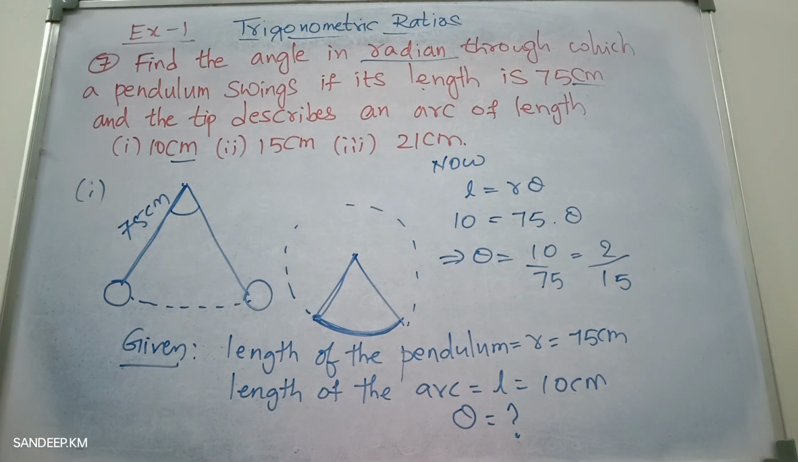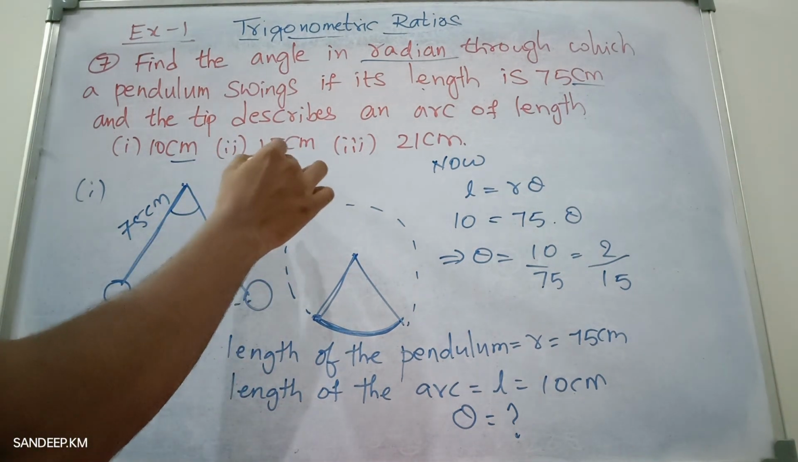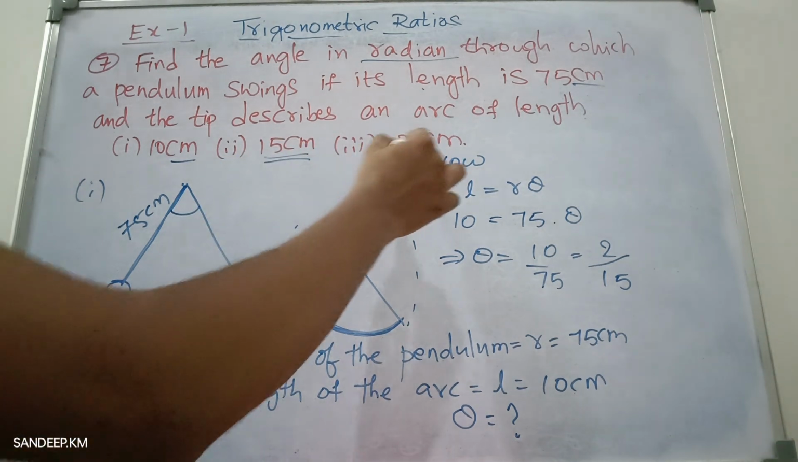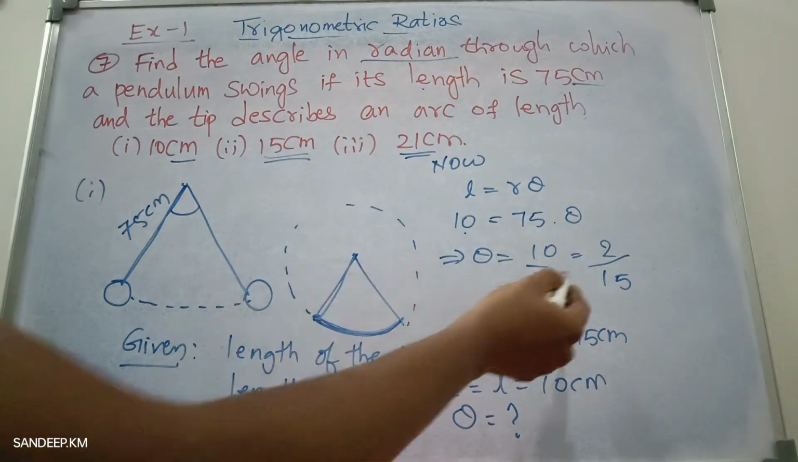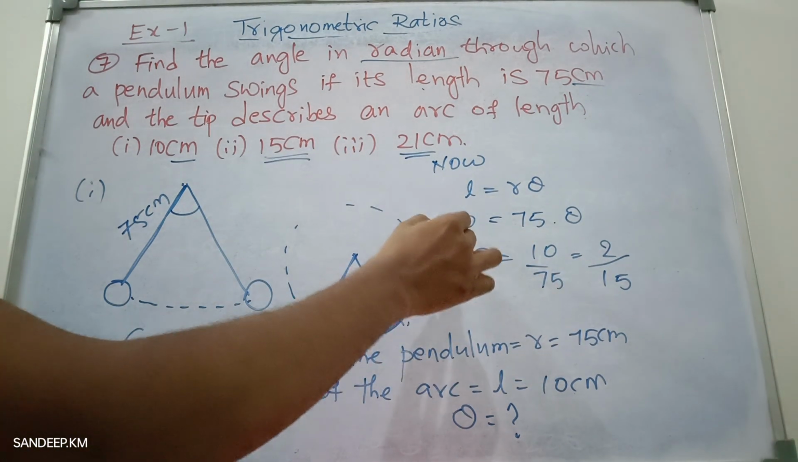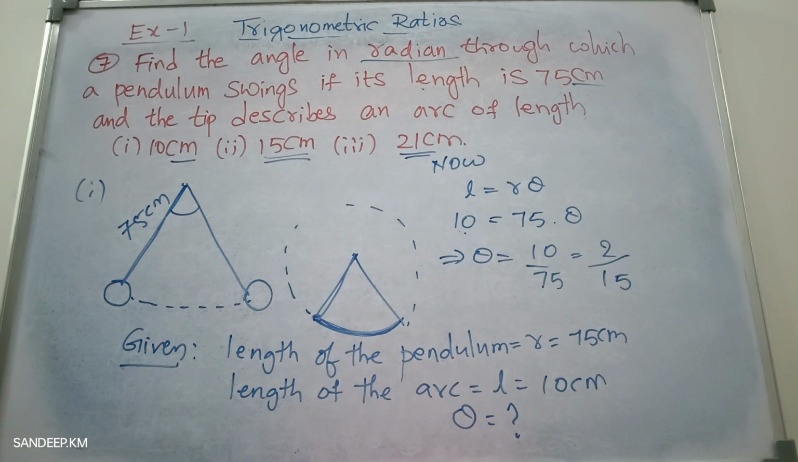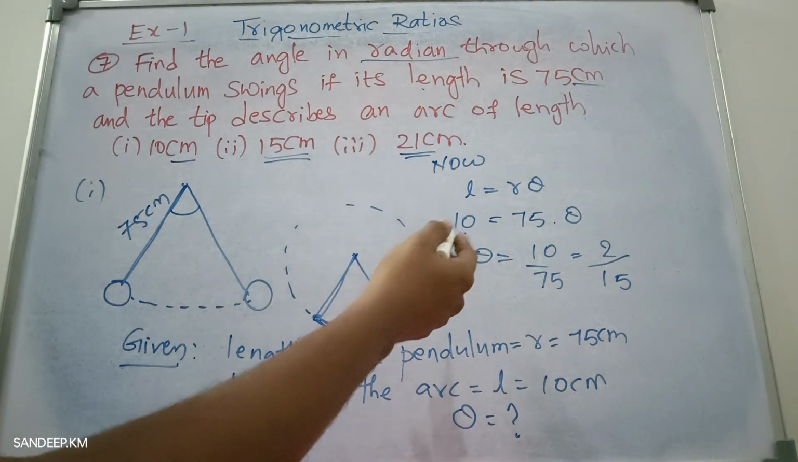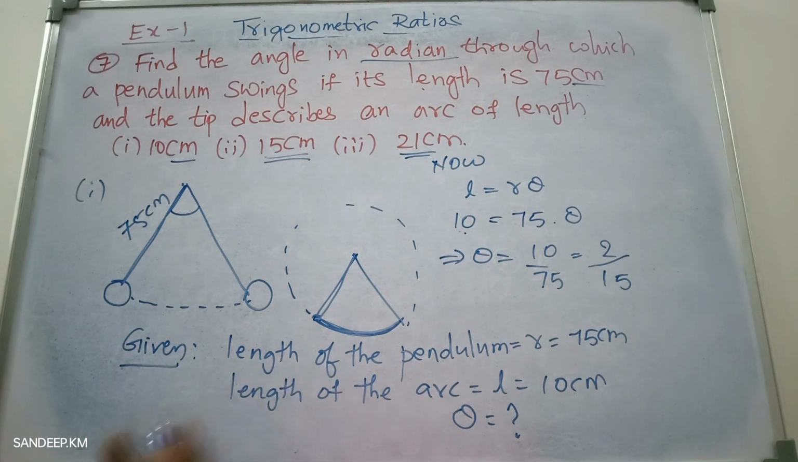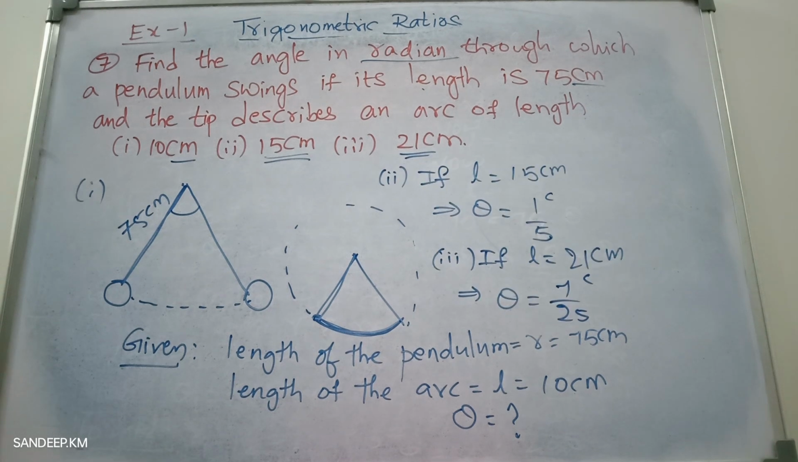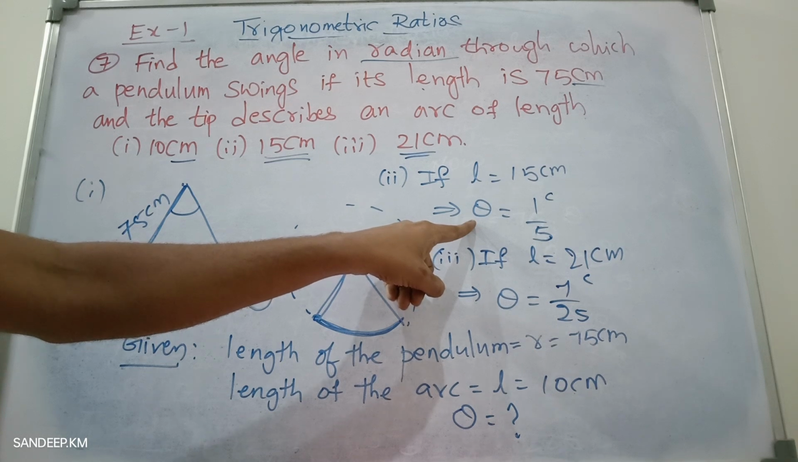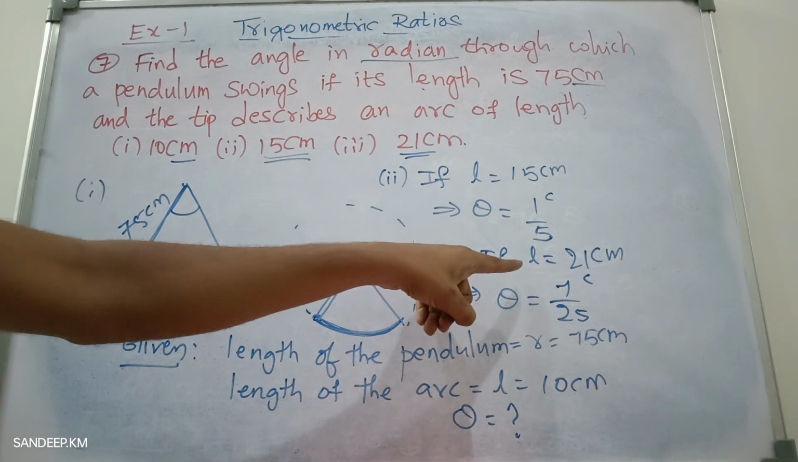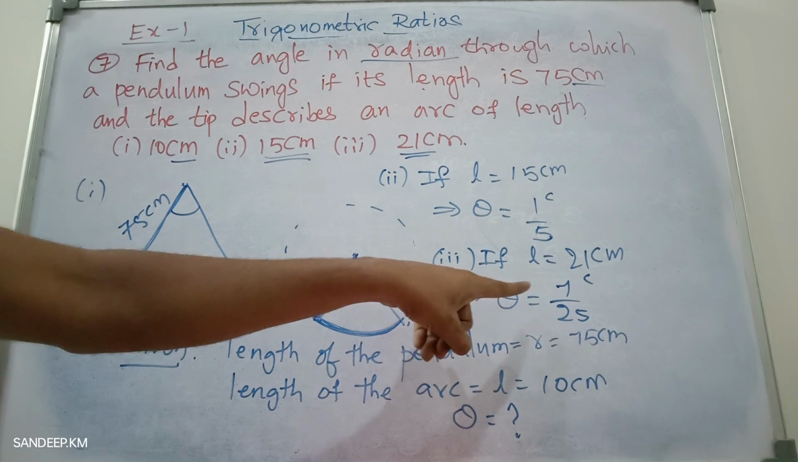Similarly, dear students, you find out what the answer is when the length of the arc is 15 centimeters and when the length of the arc is 21 centimeters. In this example, the length of the arc is 10 centimeters and I got this answer. What if the length of the arc is 15 centimeters? You find it. And what is the angle if the length of the arc is 21 centimeters? You find it. I'll just write the answers and you check whether your answers are correct. If you take the length of the arc as 15 centimeters, you must get theta as 1 by 5 radians. Similarly, if you take the length of the arc as 21 centimeters, you should get the angle as 7 by 25 radians.